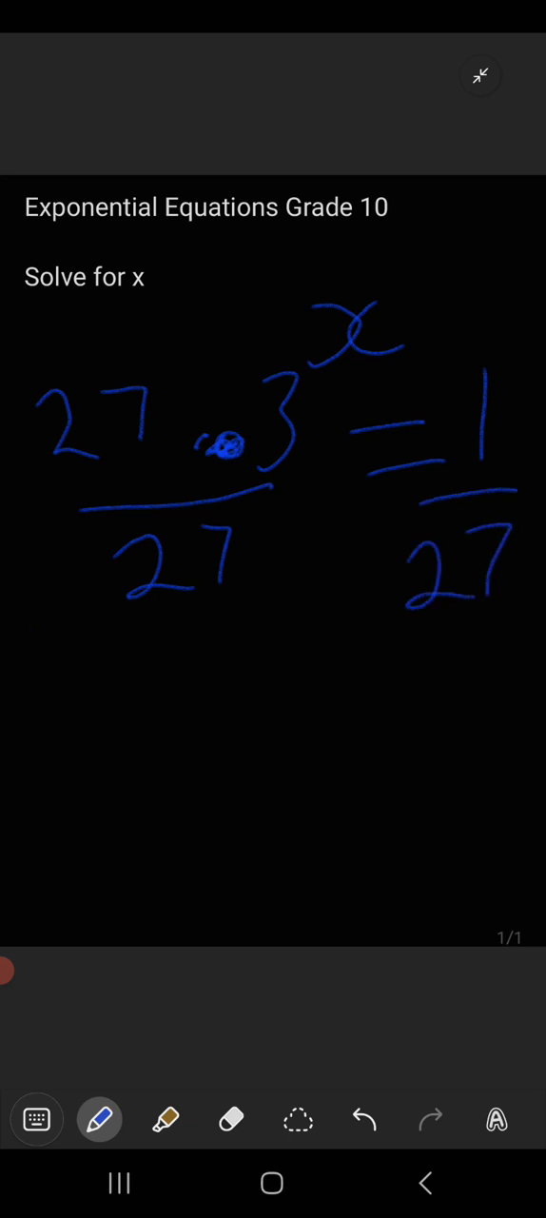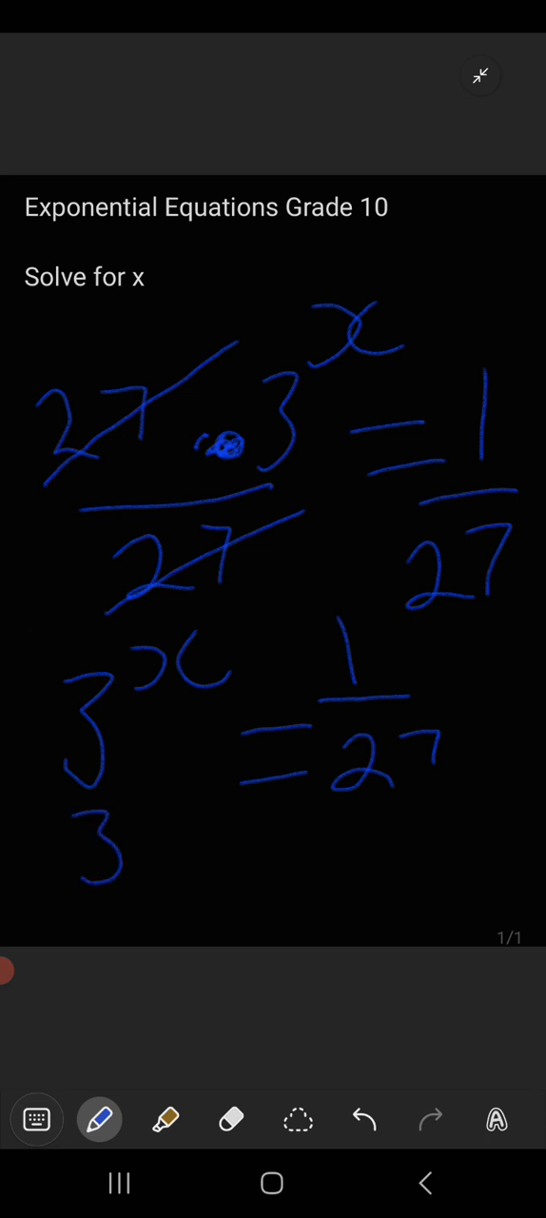So we will cancel this. 27 and 27 will cancel each other. Then what are we left with? We are left with 3 to the power of x, which is equal to 1 divided by 27. So that's how you can make 3 to the power of x the subject in this case. Then we change 1 over 27 into an exponential form. From our previous example, we were told that 27 is the same as 3 to the power of 3. Since we have 1 over it, if we change it to a negative exponent, we are going to have 3 to the power of negative 3.